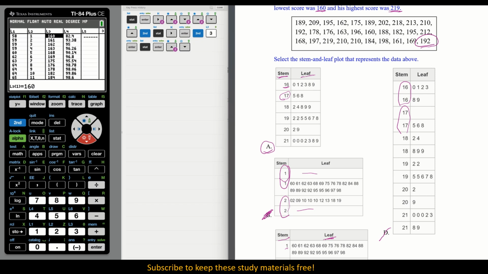Okay, so go back and check it this way. Here's a little trick. It gives you the whole explanation if you haven't watched videos with me before.